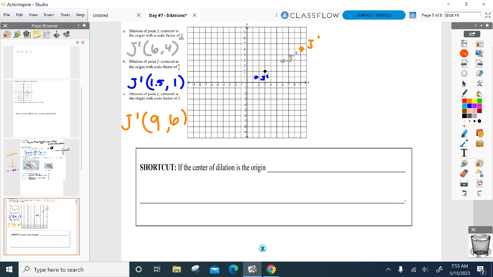Anybody see the pattern? What's up, Kara? Multiply the coordinates by the scale factor. One more time. Go ahead. Multiply the coordinates by the scale factor. Whatever the scale factor is, multiply your coordinate by it, right? If I multiply (3, 2) by 2, it's (6, 4). Good. But hey, that rule only works if the center of dilation is the origin, okay? So if the center of dilation is the origin, you can multiply the coordinates by the scale factor.